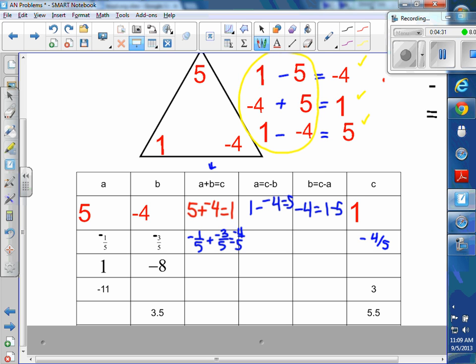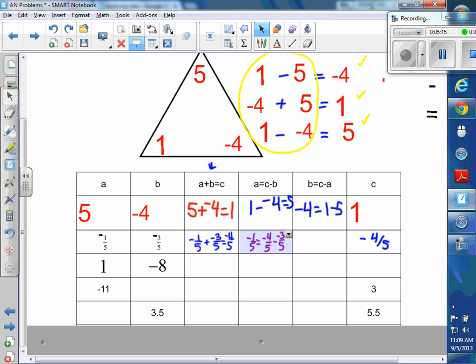Okay. And so then, Molly, what goes into this column? You mean -1/5 equals negative 4/5, which is C, minus a negative, and that's like an addition problem, right? So that goes in there.